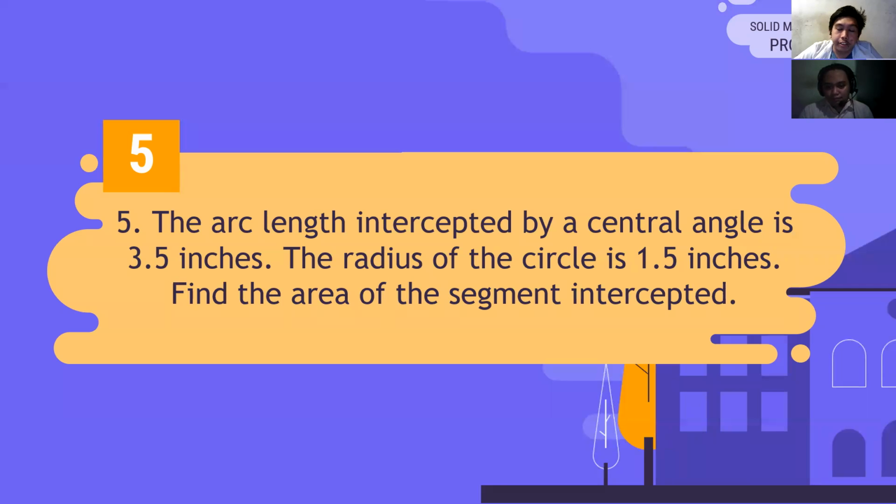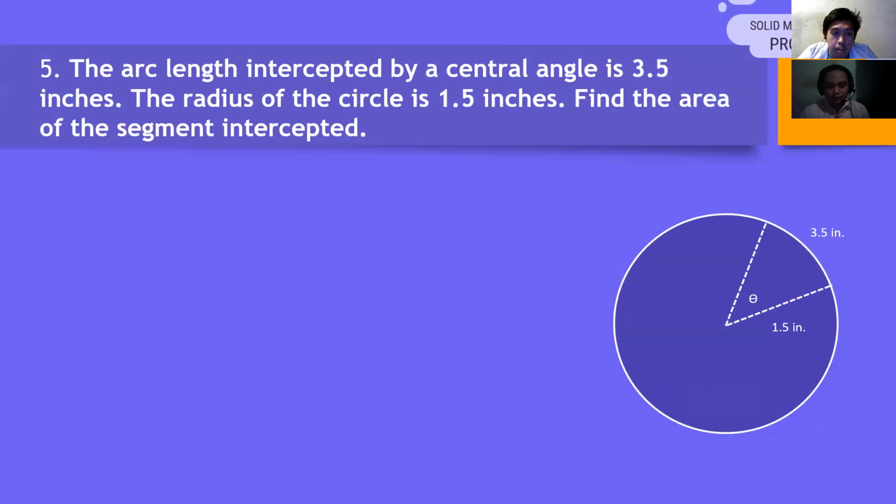For problem number 5, the arc length intercepted by a central angle is 3.5 inches. The radius of the circle is 1.5 inches. Find the area of the segment intercepted. So in this problem, in order to further visualize the problem, the figure on the right is constructed.